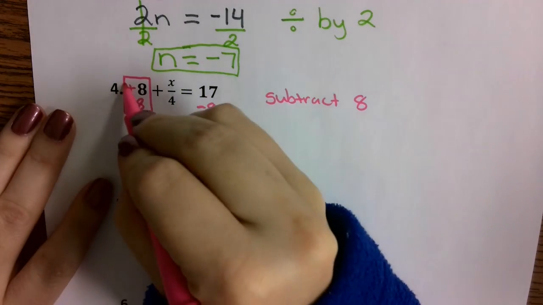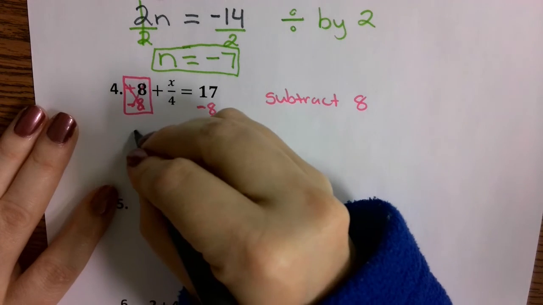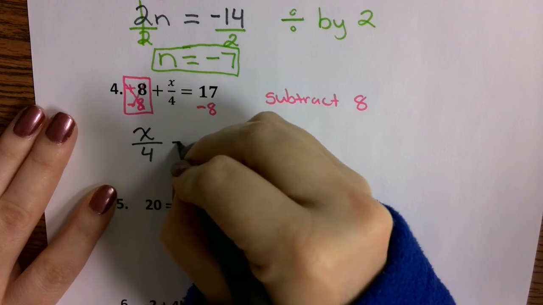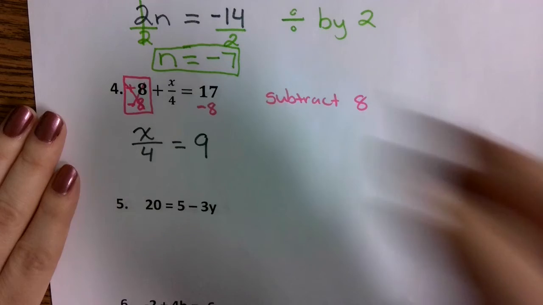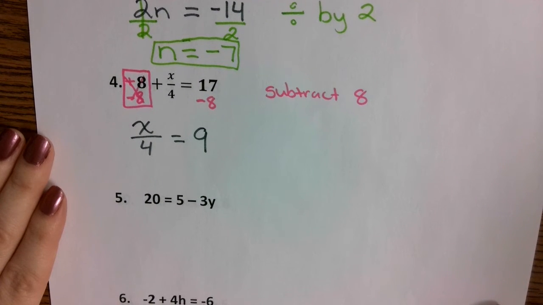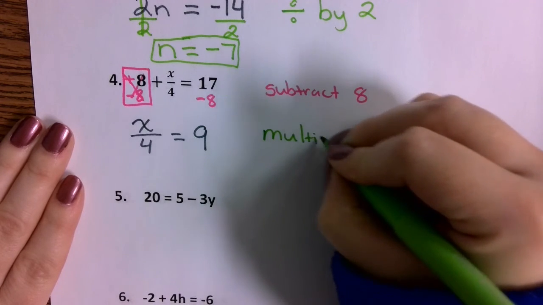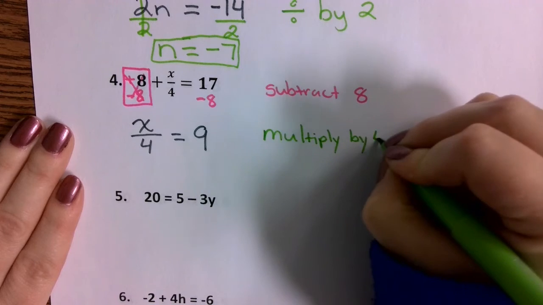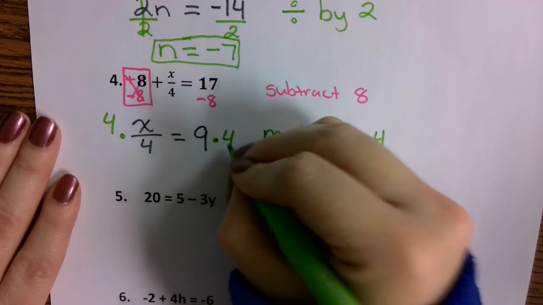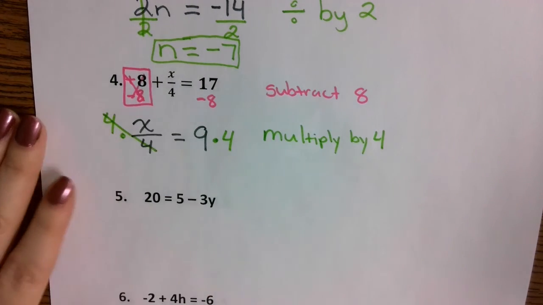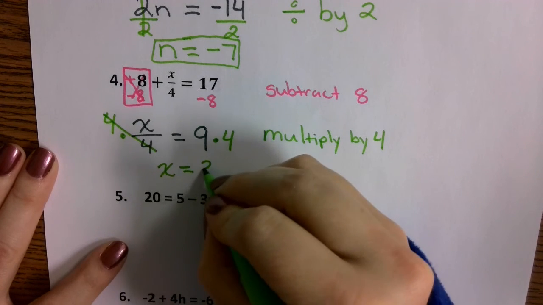The 8s are going to cancel out, and we are now left with a positive x over 4. So we have x over 4 is equal, and what is 17 minus 8? 9. Okay, next step. The next step is to multiply both sides by 4 to get the x isolated. So multiply by 4 on the left side, multiply by 4 on the right side. And x in this case is going to be equal to 36.